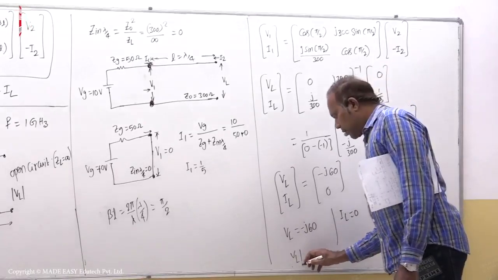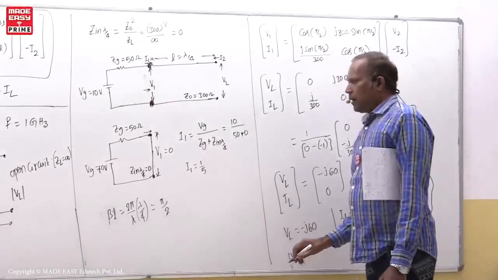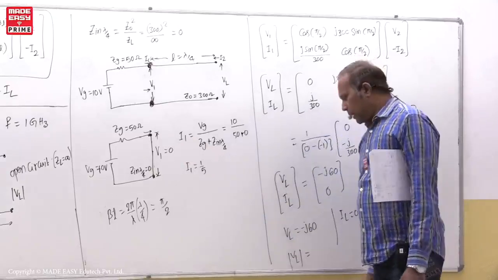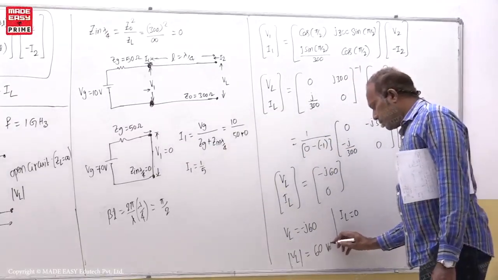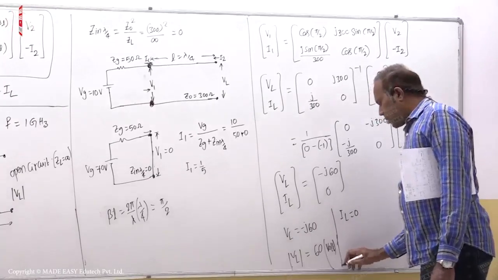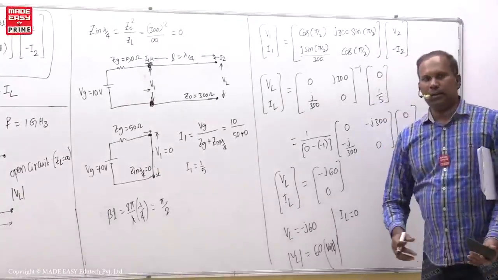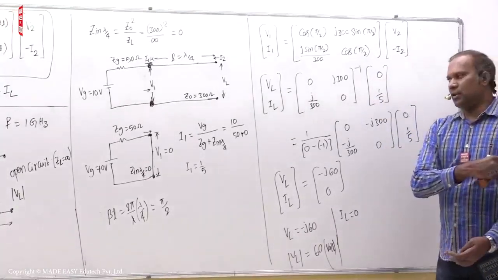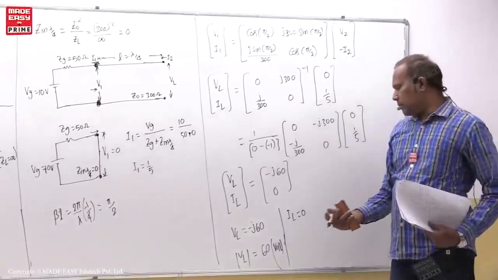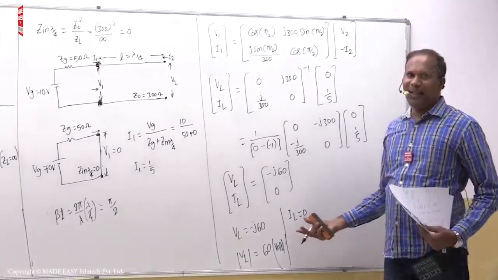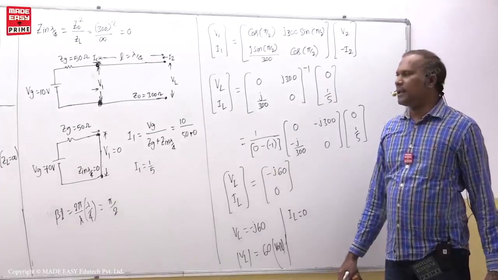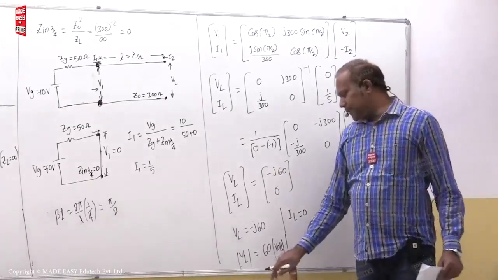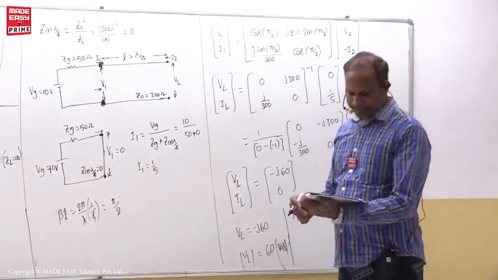Now if they ask what is the modulus of VL at open circuit end, the answer is 60 volt. If they ask what is the modulus of IL, it is 0, because that is open circuit, students. That is why they don't ask IL, it is meaningless. If they ask IL, without solving, the answer is 0 because that is open circuit. Okay, next.